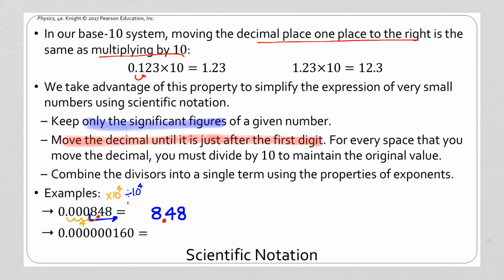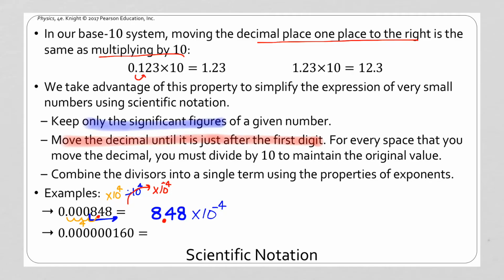But if we're dividing by 10 to the 4, we'll use the other rule of exponents that we saw at the beginning of this lesson. Instead of dividing by 10 to the 4, we will multiply by 10 to the negative 4 power. So here, multiplying by 10 to the negative 4, the negative exponent means that we're dividing by 10 to the 4, which is what we were talking about here.